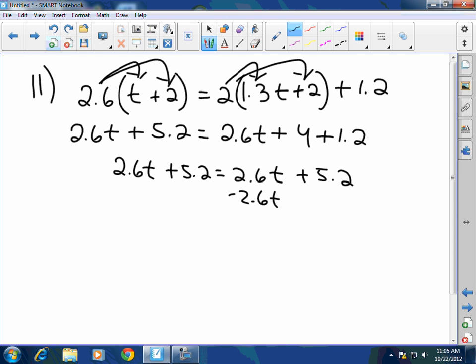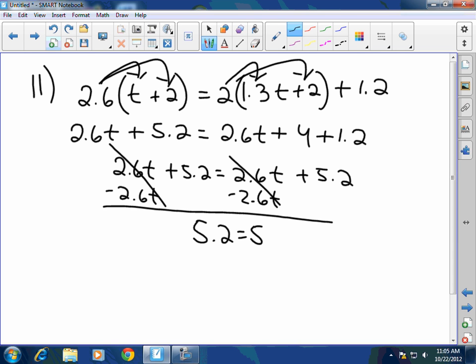Subtract the 2.6t from both sides because you want to get the t's together. Oh, but look what happens. They cancel. The variables have canceled. And the statement that you're left with is a true statement. So this is identity.